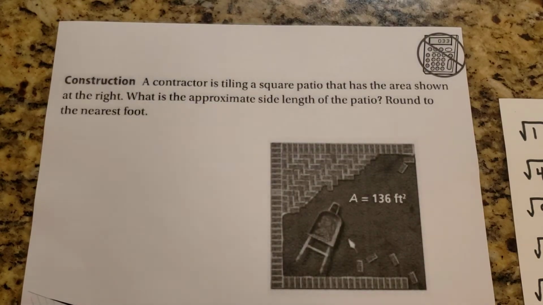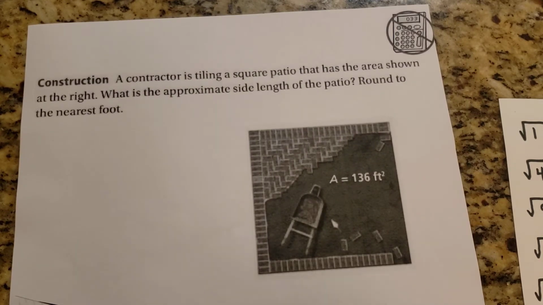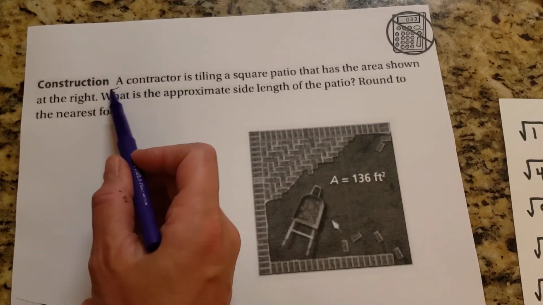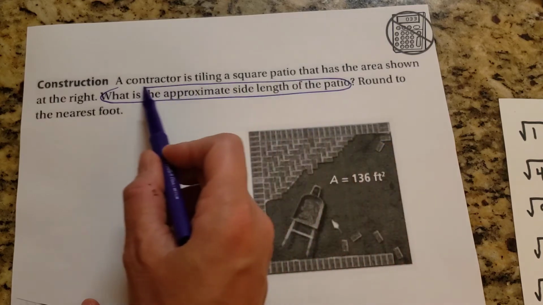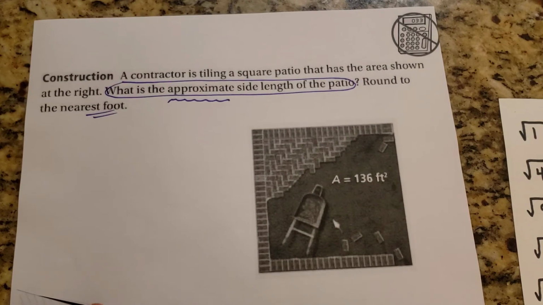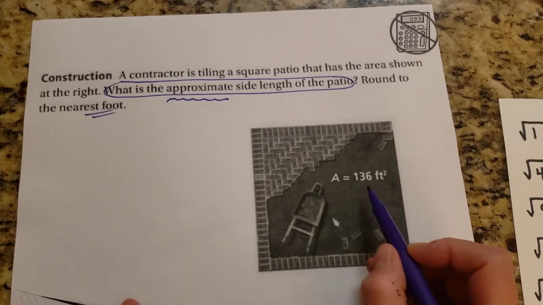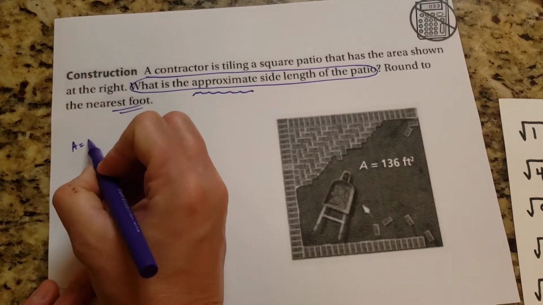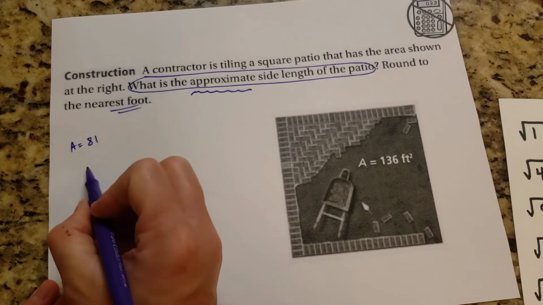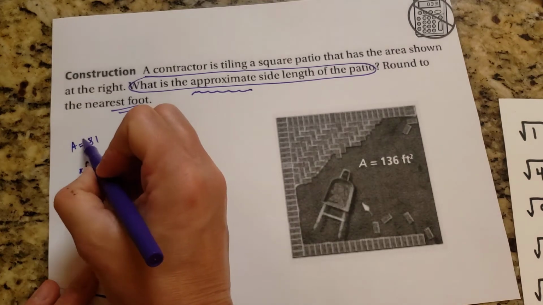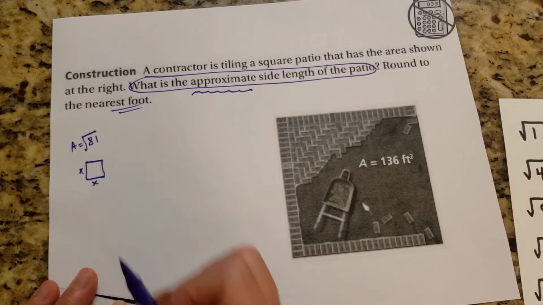All right, our next one before we get to the fun stuff. So here we have a contractor that's tiling a square patio, and the area of the patio is shown right here. And we're asked what is the approximate side length of the patio, and by approximate, they want us to round to the nearest foot. So the area is 136. Now think about if the area of the square was 81. How would you figure out the side lengths of that square? Yeah, right. You'd take the square root of 81, and that would tell you that it's 9 by 9.